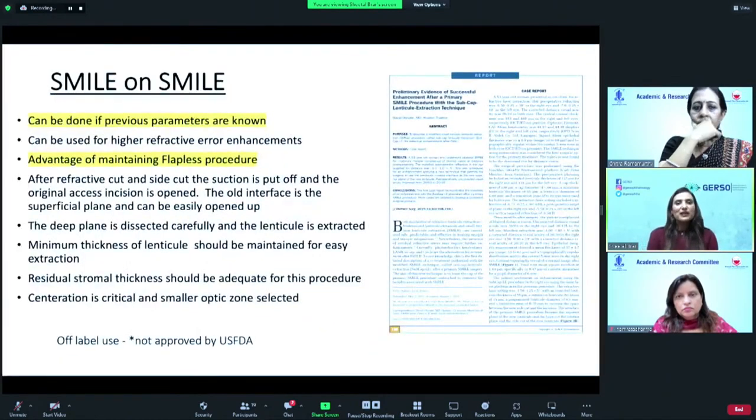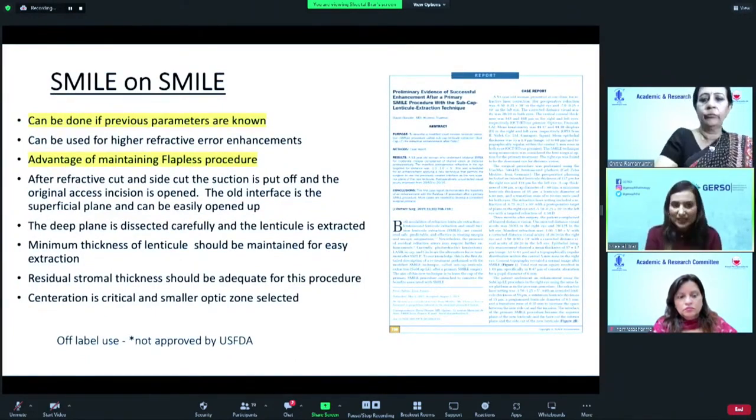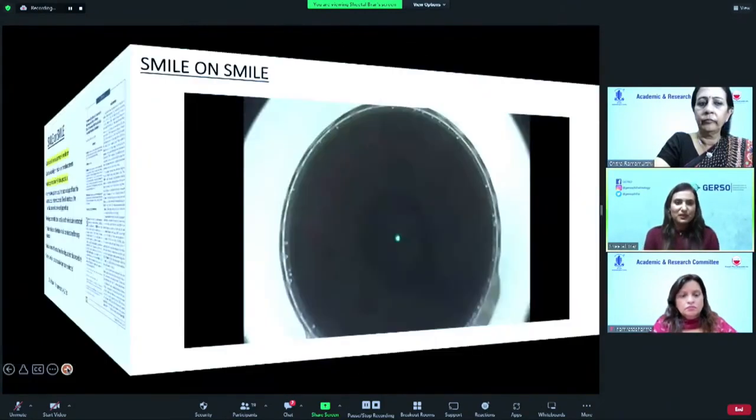SMILE on SMILE has also been described, and this is a possibility when you already know the previous SMILE parameters. So you need to know the previous cap thickness and the optical zone, because you will be planning the treatment at the same cap thickness, but you will be reducing the optical zone so that the side cut joins the previous interface. And this again is advantageous for maintaining a flapless procedure.